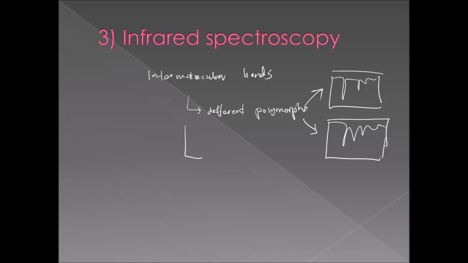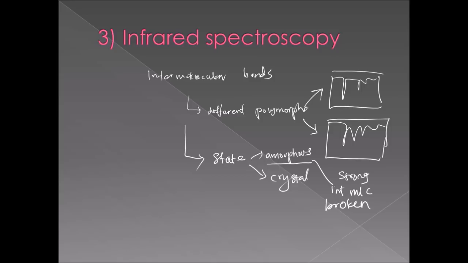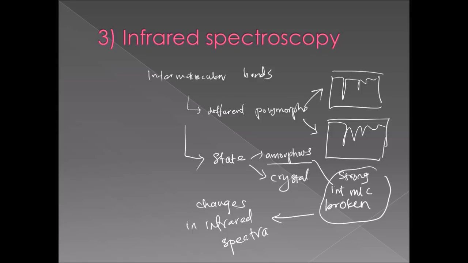And the intermolecular bonds can also be used to differentiate the state of the solid. For example, we can differentiate amorphous and we can differentiate crystal, because in amorphous, most of the strong intermolecular bonds have been broken. So in such a case, we imagine that there will be some changes in the infrared spectra. For infrared spectroscopy, the principle behind it and the instrument, I believe you have already learned in the chemistry subject, so I won't go into detail.